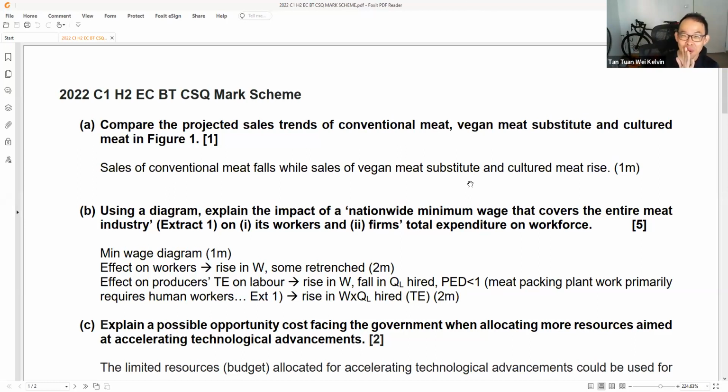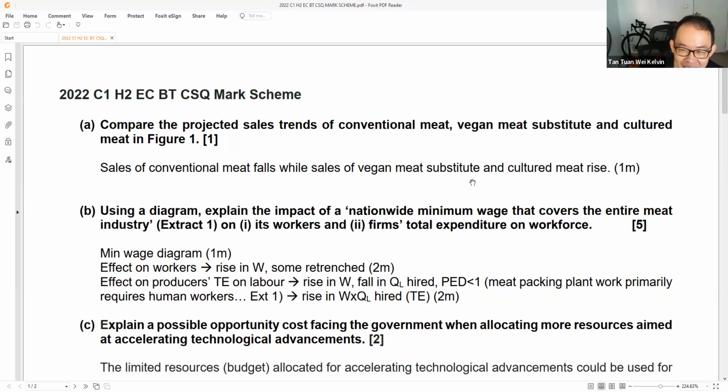For a 1-mark comparison question, give the difference. The main obvious difference is that the sales of conventional meat fell, but the sales of the other two meats went up. If you're confused about the bigger meat, remember it's the height of the gray bar, not the slope of the line. Don't get mixed up. But if you lose this mark, it's fine. You will not feel good, but don't be so sad about that. So part A, this is the main comparison, the difference: sales of conventional meat fell, but the other two meats went up. Any question?